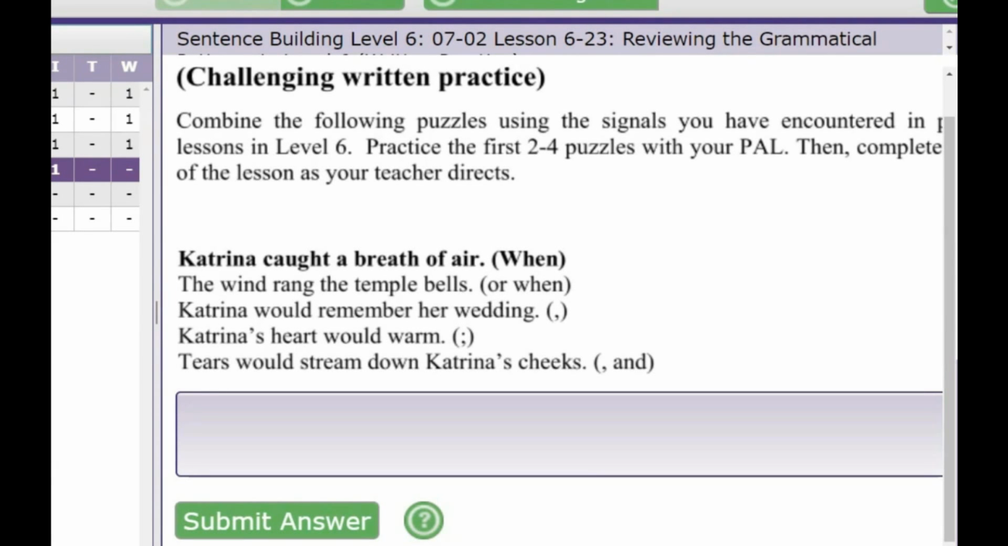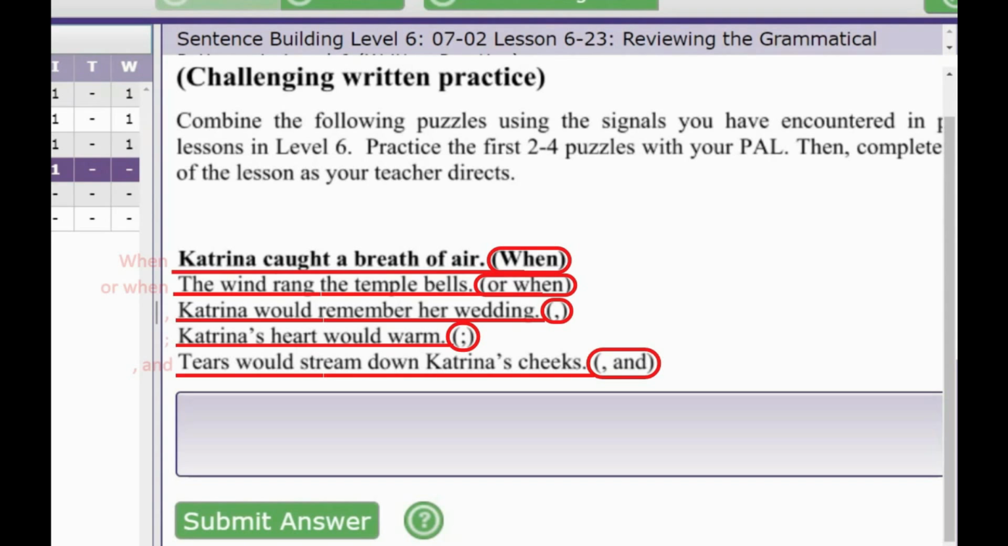Begin by reading the sentences in the sentence building puzzle separately. The base sentence: Katrina caught a breath of air. And the signal sentences: the wind rang the temple bells, Katrina would remember her wedding, Katrina's heart would warm, and tears would stream down Katrina's cheeks. The signals for combining these sentences into the base sentence are in parentheses. Move the signals in parentheses in front of the sentence they follow.